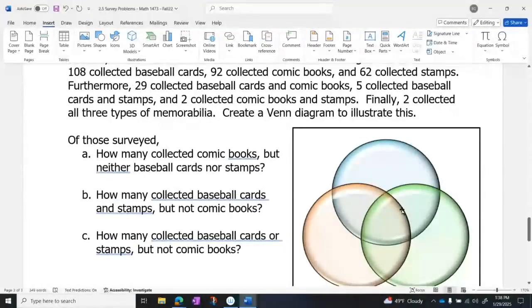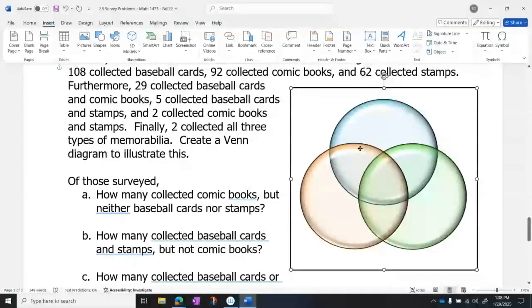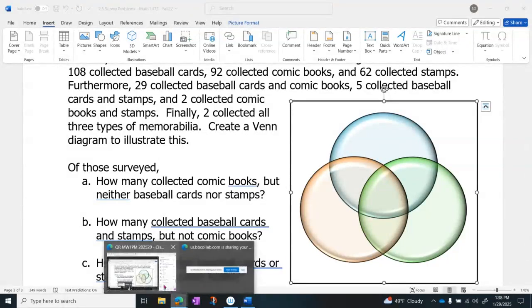Yeah, so the basic structure is right here. The box, of course, represents the universal set. And since the problem involves 3 types of things, baseball cards, comic books, and stamps, we need 3 circles, right? The question actually gives us the 3 circles.